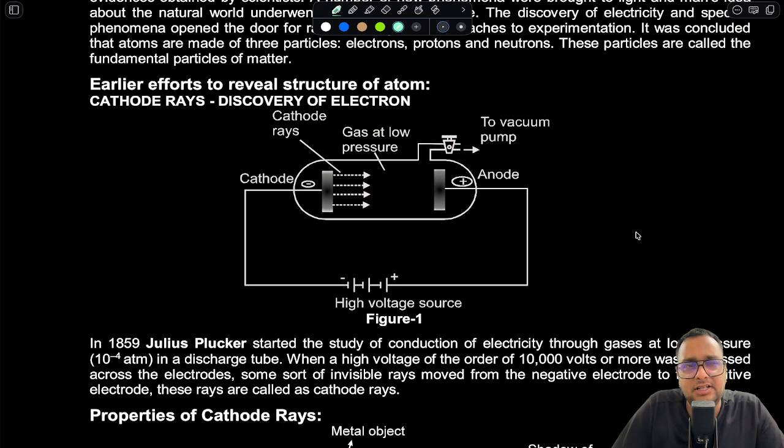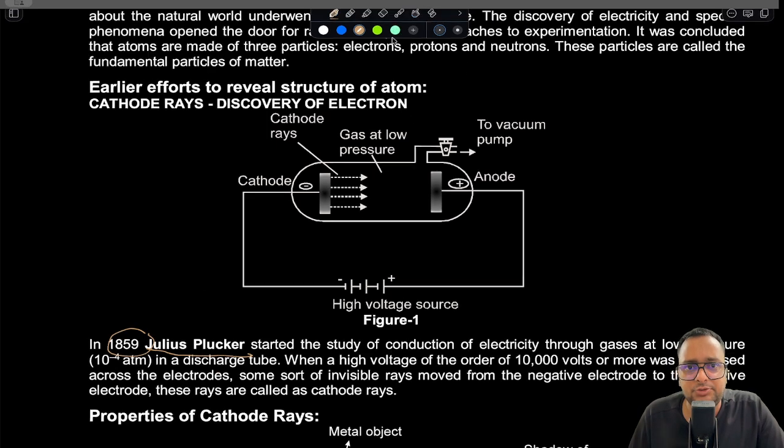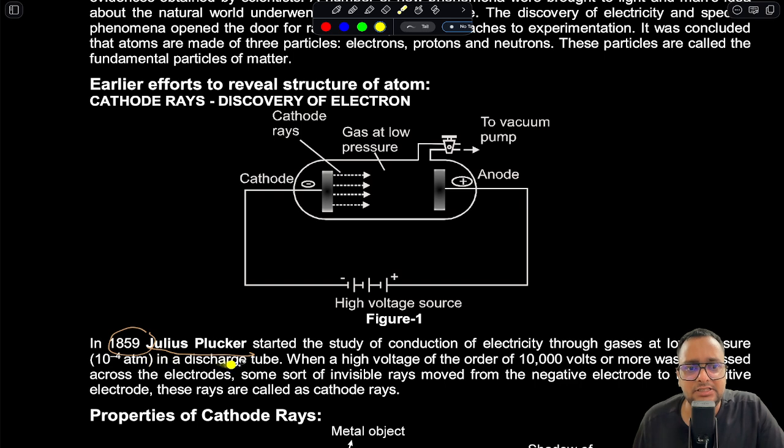First of all, what happened? Let's study what happened initially. Initially, a scientist named Julius Plucker, in 1859, was studying the conductivity of a gas.